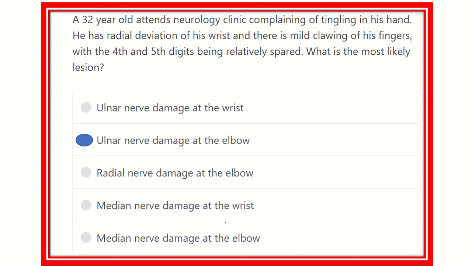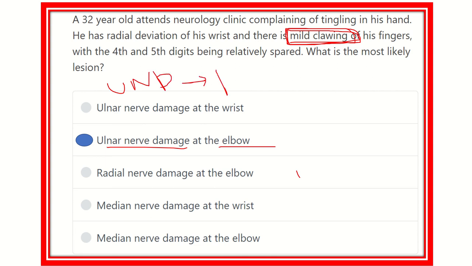So now our answer is ready: ulnar nerve damage at the elbow. Ulnar nerve damage at the elbow causes claw hand, but it is mild clawing. A more proximal ulnar nerve lesion gives mild or less clawing. I think it is now clear that if the ulnar damage is at the elbow, there will be mild clawing, and if the ulnar nerve damage occurs more distally, then there will be more claw hand.